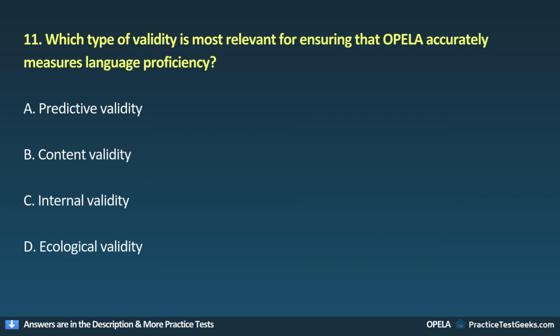11. Which type of validity is most relevant for ensuring that OPELA accurately measures language proficiency? A. Predictive validity. B. Content validity. C. Internal validity. D. Ecological validity.